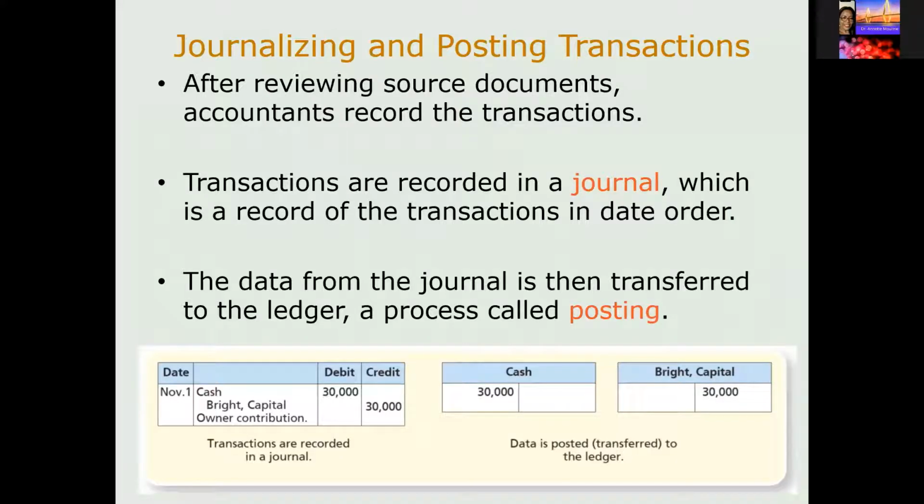Again, accountants use the source documents to record transactions in the journal. So a journal is a record of transactions in date order. The journal is not a record holding of the accounts. So data must be transferred from the journal to the ledger through the posting process.